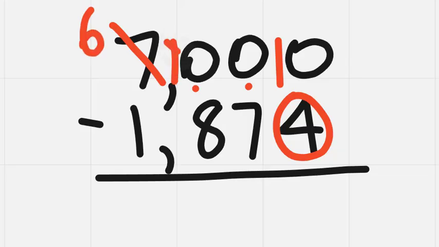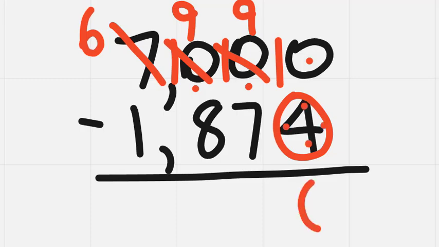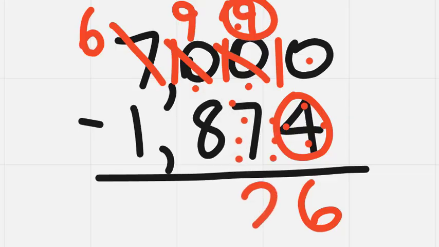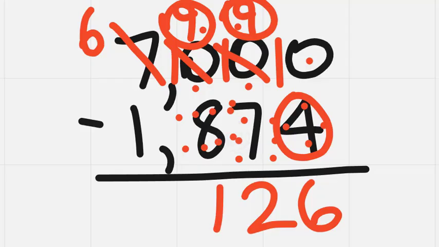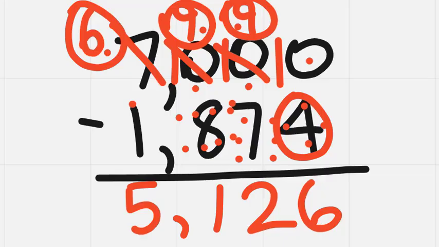This 0 becomes a 10. We cross off, it becomes a 9. This 0 becomes a 10. We cross off, it becomes a 9. And then finally, this 0 can be a 10. Now we can count backward. 10, 9, 8, 7, 6. Next, we have 9 minus 7. We'll circle the 9, touch and count. 9, 8, 7, 6, 5, 4, 3, 2. Next, we'll subtract 9 minus 8. We'll circle the 9, touch and count backward. 9, 8, 7, 6, 5, 4, 3, 2, 1. Finally, we'll circle the 6, touch and count. 6, 5. Our answer is 5,126. Be sure to check your work.